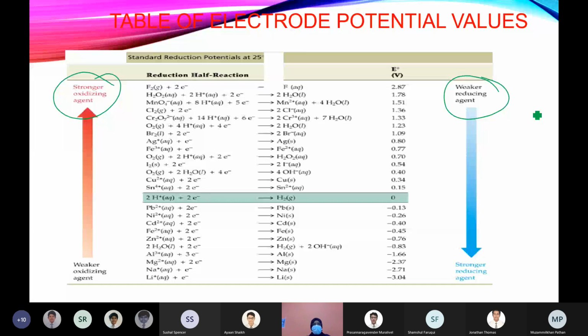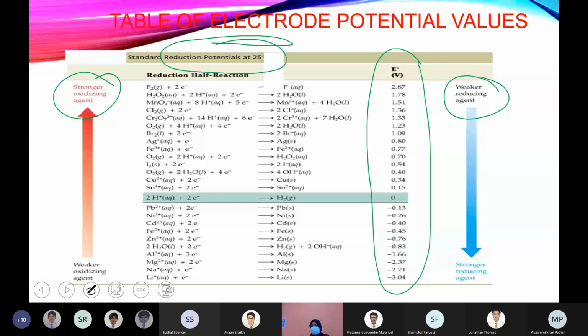Everything is plus electron. F2 plus 2 electrons. H2O2, 2H plus, 2 electrons. Or you take the last one, Li plus electron. So all these reactions are shown as reduction. Reduction means gain of electrons. So all these half cell reactions are written as reduction equations. That is why the electrode potential measured is known as reduction potential.